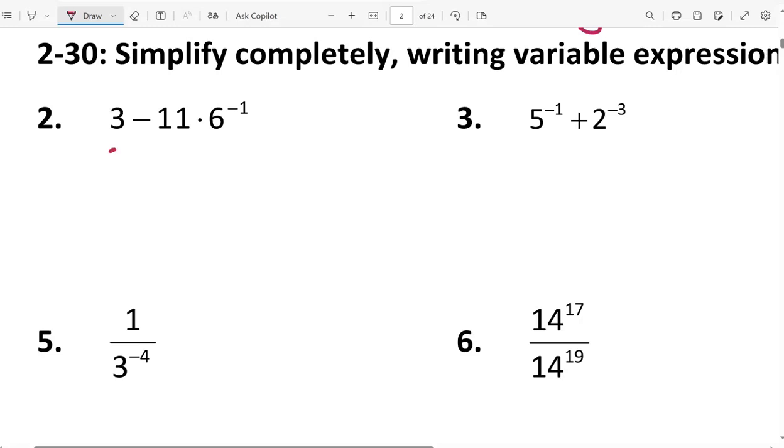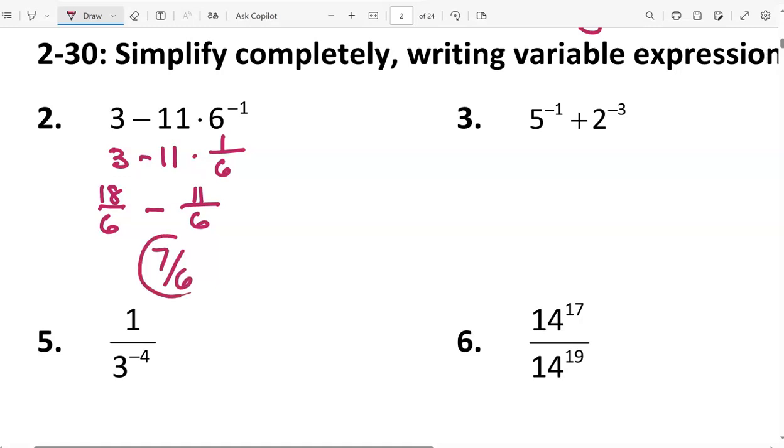So we have 3 minus 11 times, and 6 to the negative 1 power is 1/6. Now let's perform the multiplication. 11 times 1/6 is 11/6. And in order to subtract, we need a common denominator. 3 is the same as 18/6. 18/6 minus 11/6 is 7/6, and that's our final result. You don't need to change an improper fraction to a mixed number. Improper fractions are just fine and actually preferable in algebra.